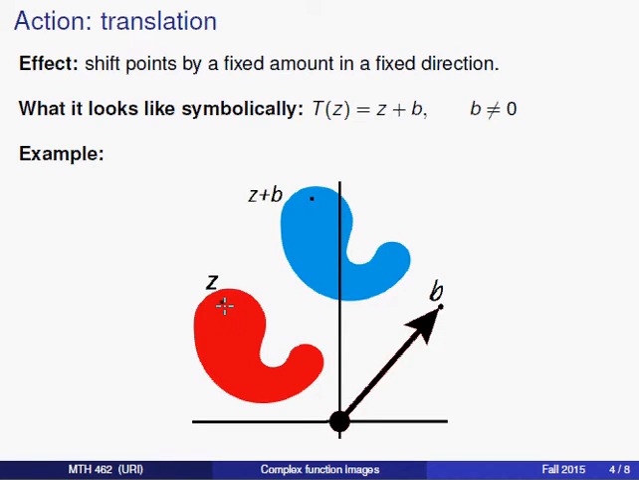So if I take a point z, I'm going to add that vector b, and the place where I end up will be the image under a translation. So translations shift points and regions along that direction that b determines.